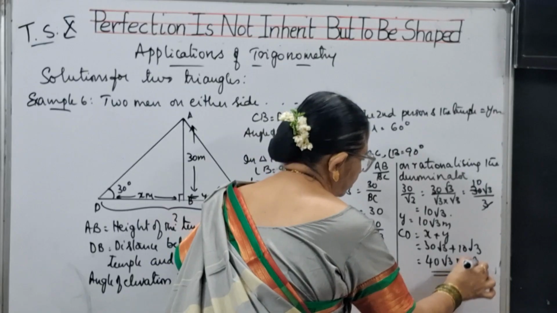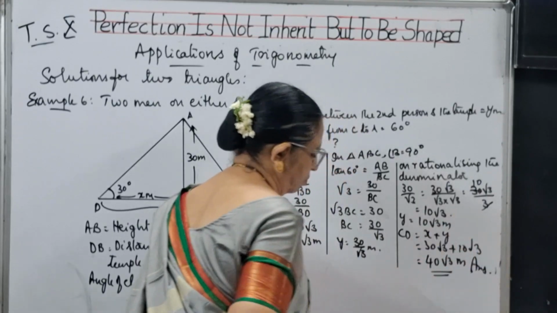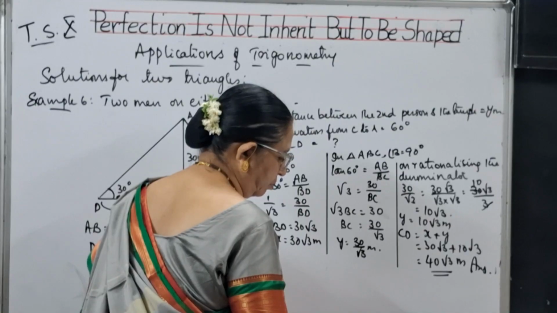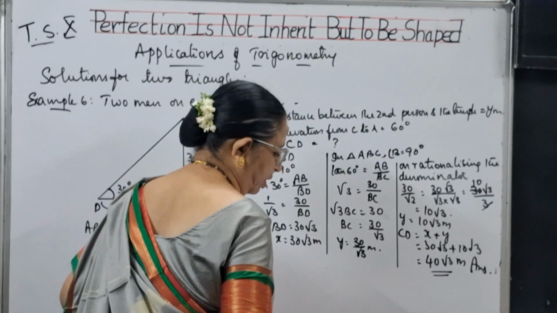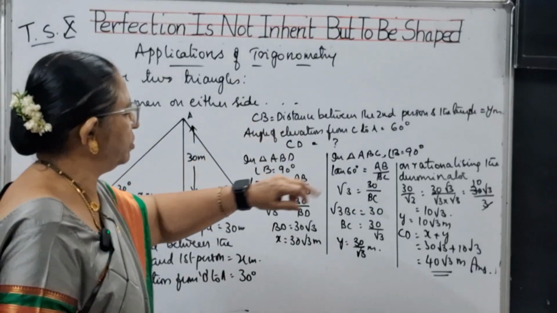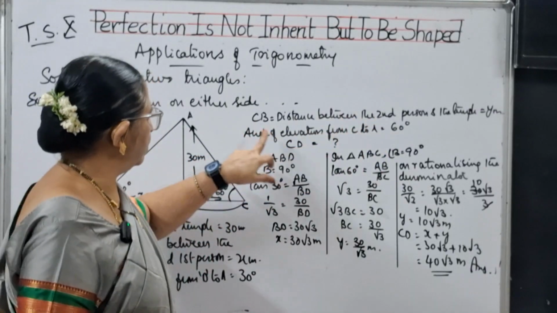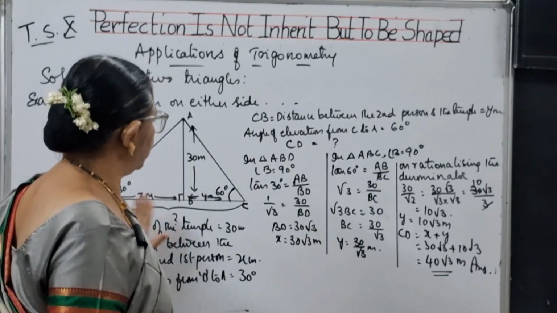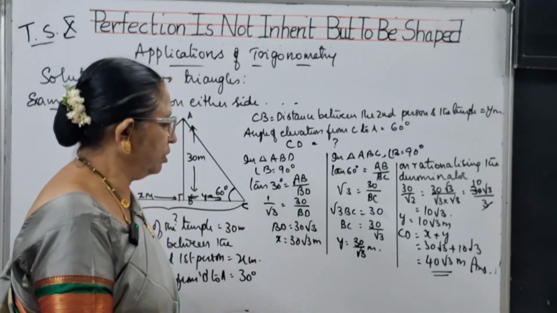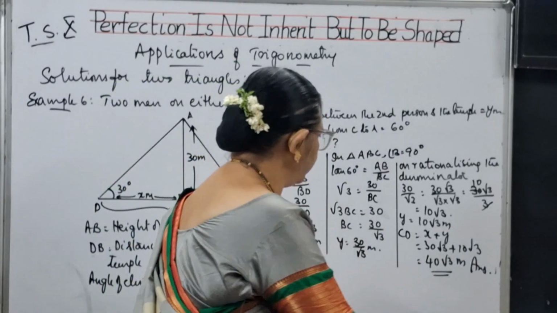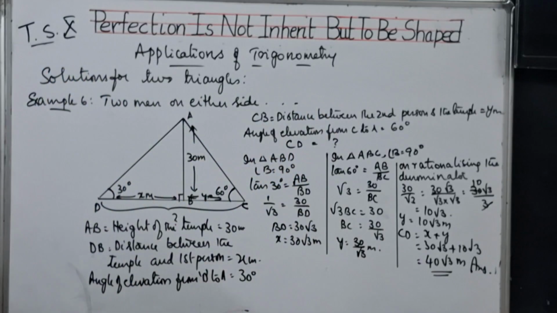This is the answer. So what is the question? The question is, find the distance between two men. We have already written CD is the distance between the two persons, and we have got CD as 40 root 3 meters. This is the answer for this problem, children. Please note it down.